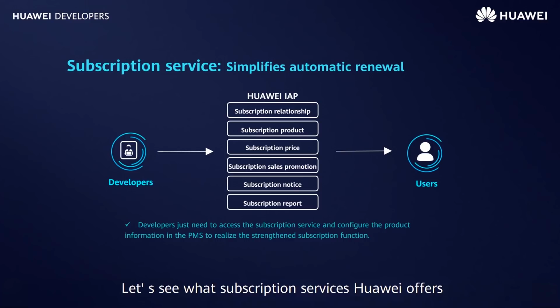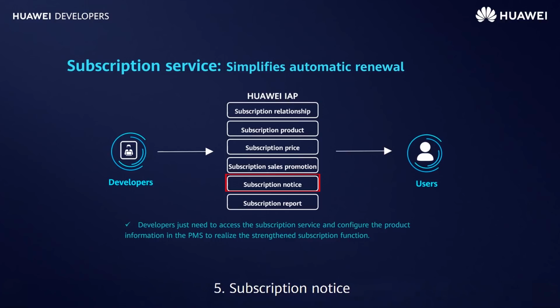Let's see what subscription services Huawei offers. 1. Subscription relations, as in subscription product management. 2. Level strategies for subscriptions: level up, level down, and cross-level. Developers may divide the value-added services as per level and sell them to different user groups. 3. Subscription price. The price of subscriptions can be dynamically adjusted. 4. Subscription promotion, as in promotion price to be set by the operation team, free and discount supported currently.